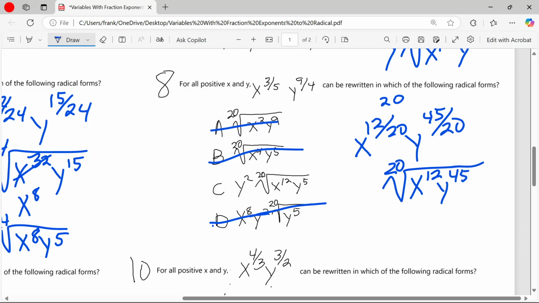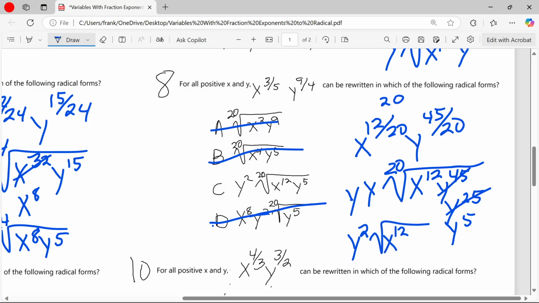12 is not bigger than 20, but 45 is. 45 minus 20 is 25. So I put a y outside. 25 is bigger than 20. 25 minus 20 is 5, another y. And that's it. 5 isn't bigger than 20. 2 y's, that's y squared. Square root, x to the 12th, y to the 5th.